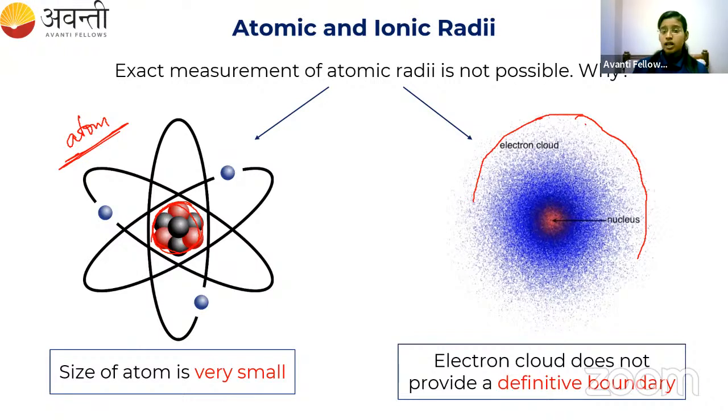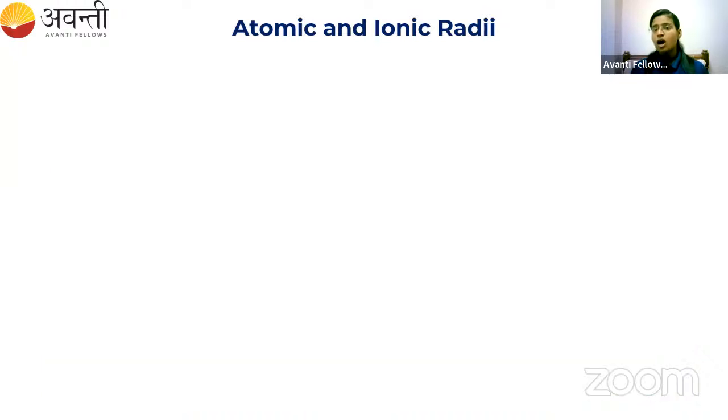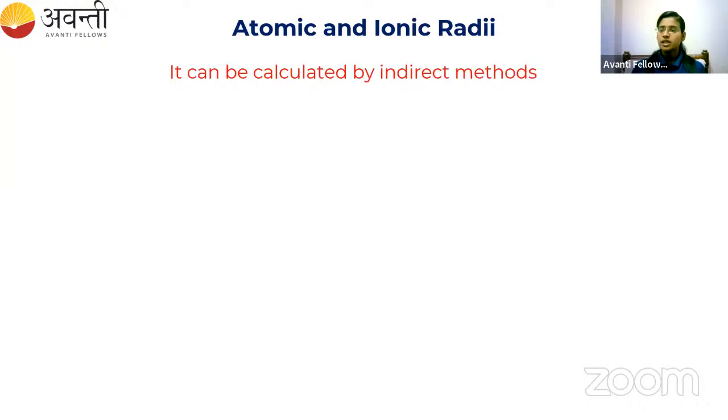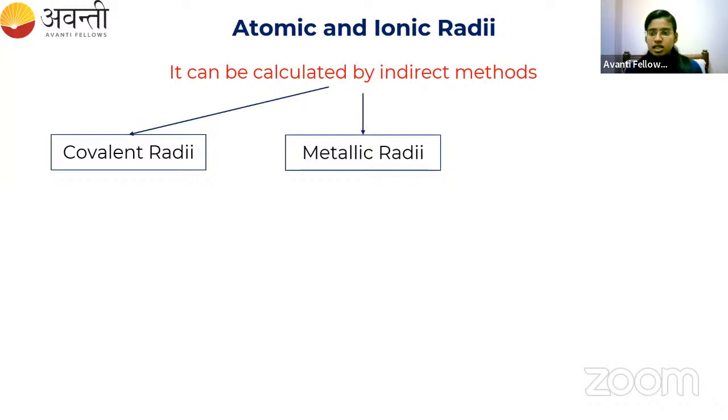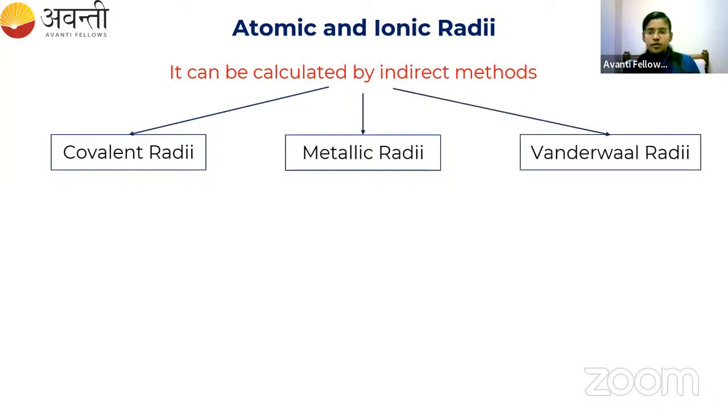So now how do we measure the radius? How to measure the atomic and ionic radius? It cannot be calculated using a direct method, but it can be calculated using indirect methods. There are three methods from which you can find it out. The first is from covalent radii, the second is from metallic radii, and the third is from van der Waals radii. From these three, you can get the radius of an atom. Now let's see one by one.